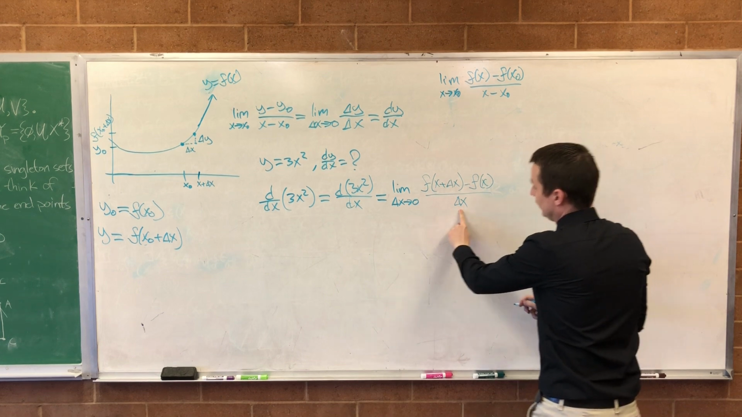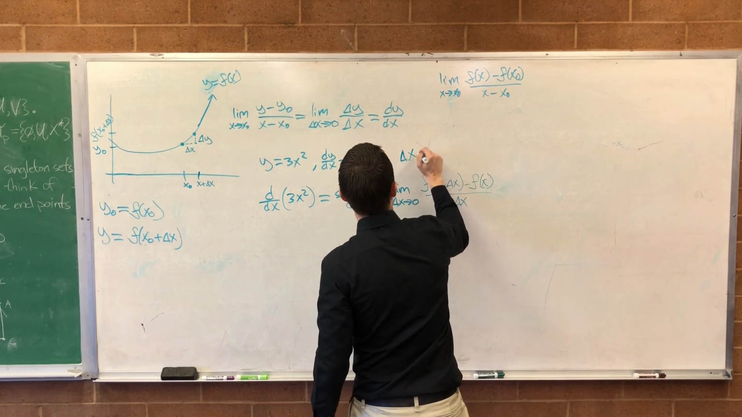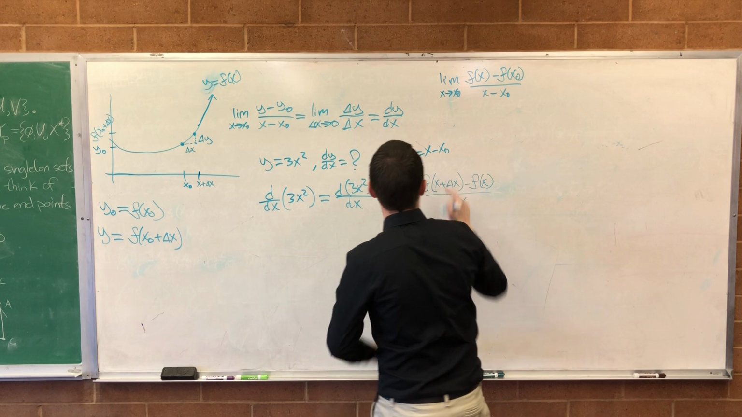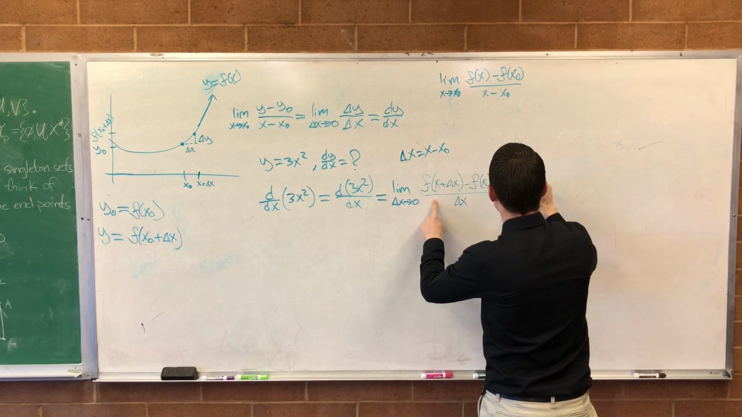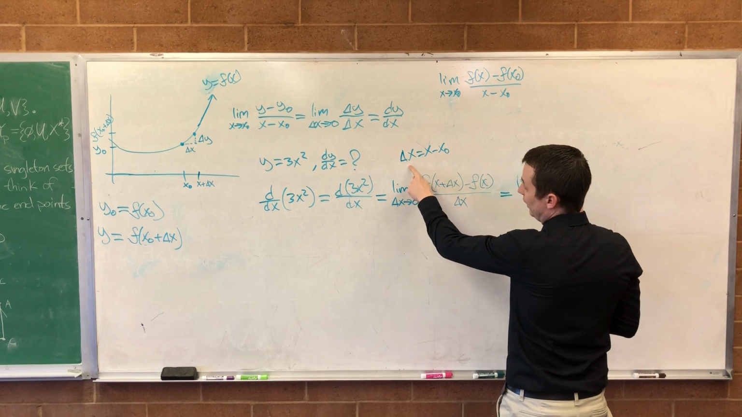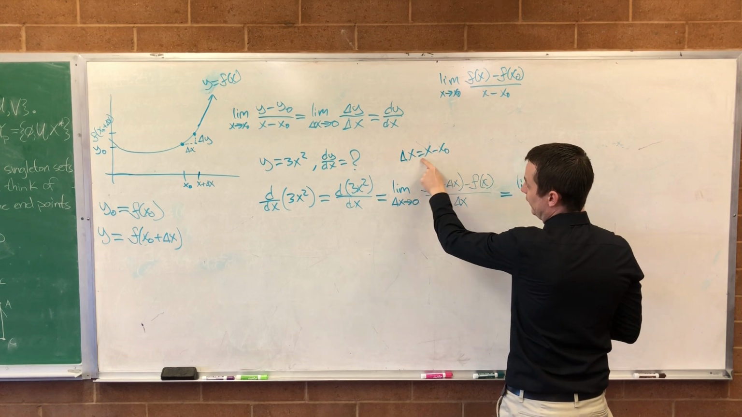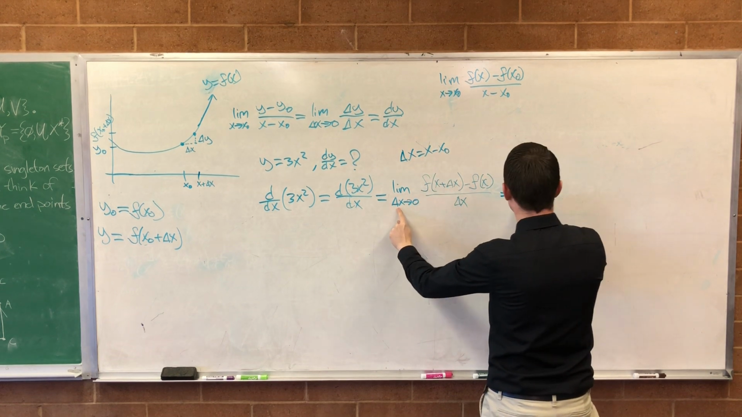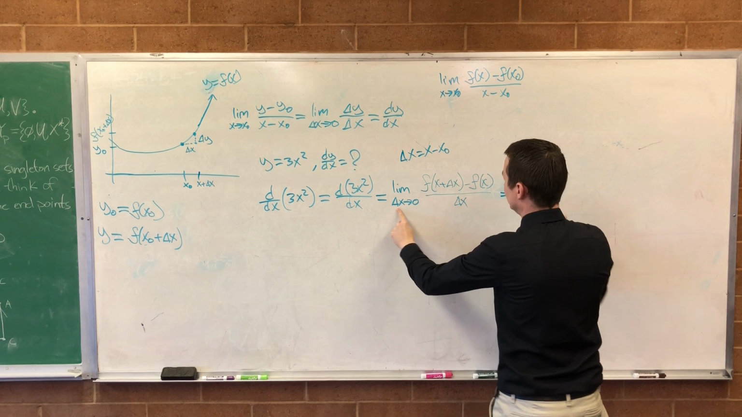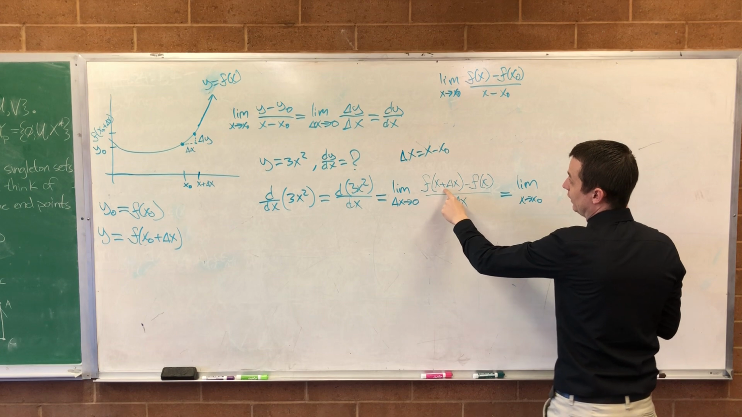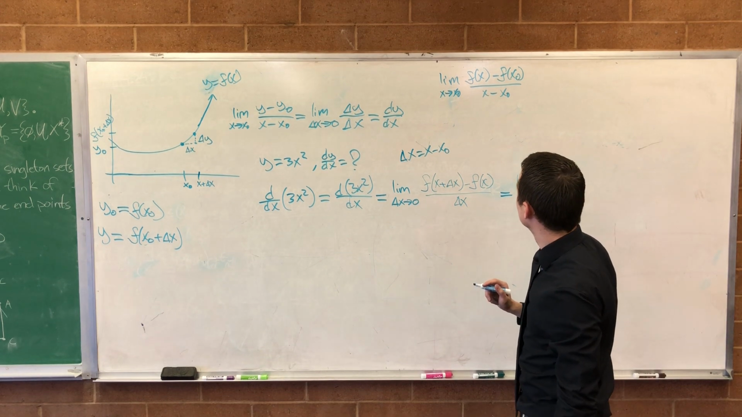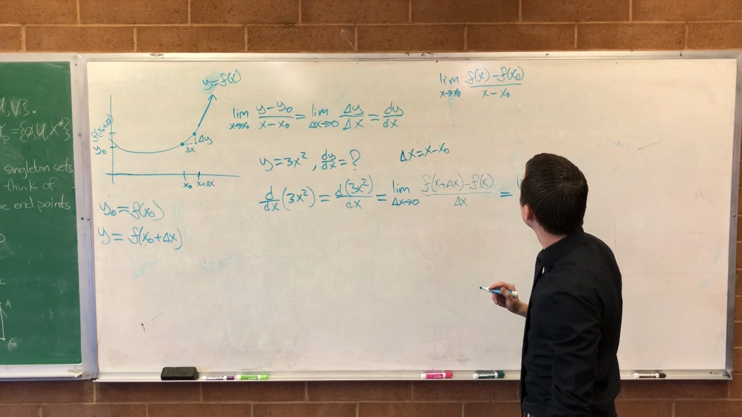So notice that delta x is equal to x minus x naught. Let's rewrite this, making that substitution. So this is equal to the limit. Well, if delta x approaches 0, using the fact that delta x is equal to x minus x naught, that's the same thing as x approaches x naught. Plugging in delta x, we get x plus, that is weird.